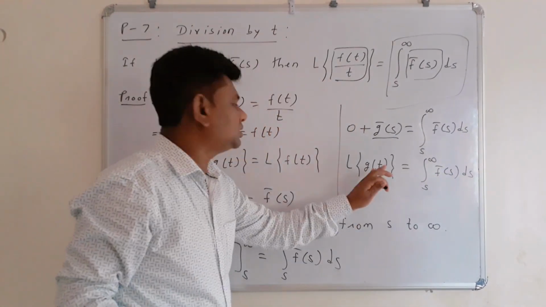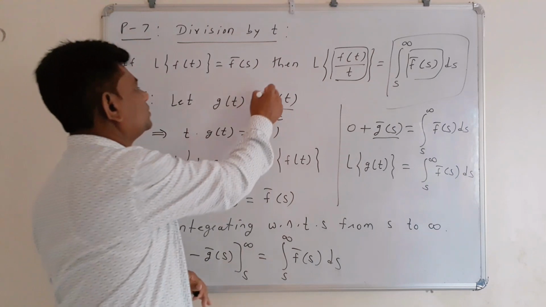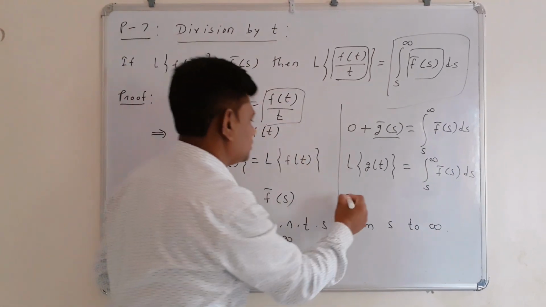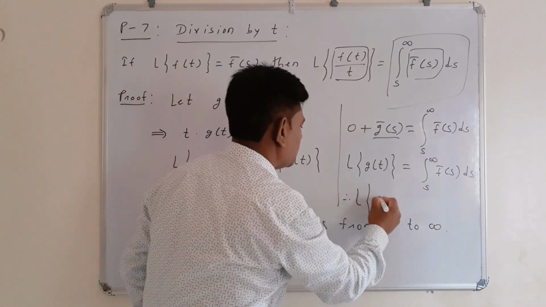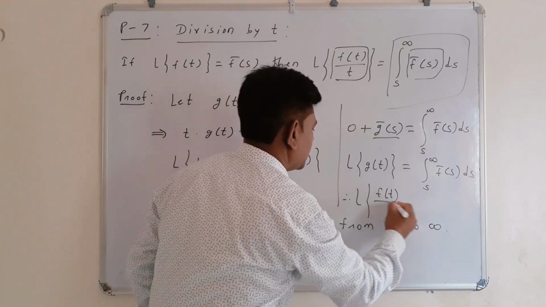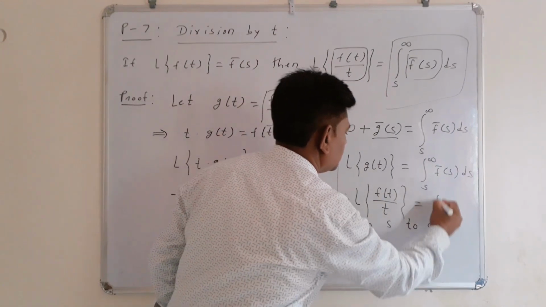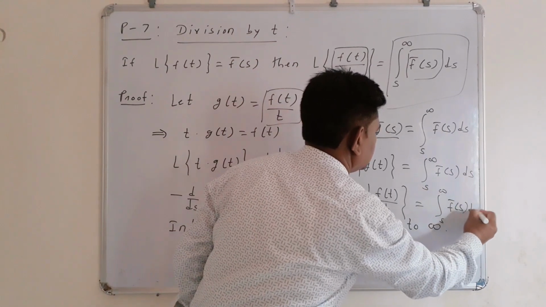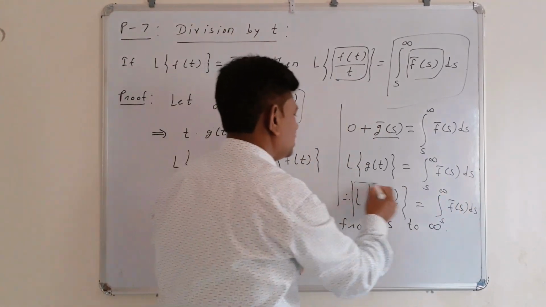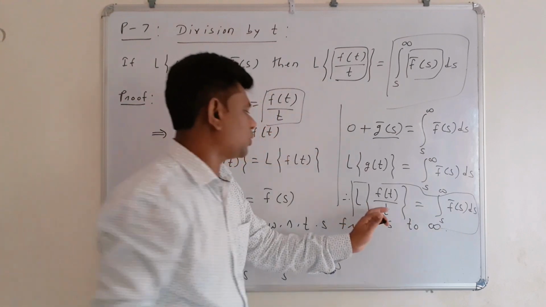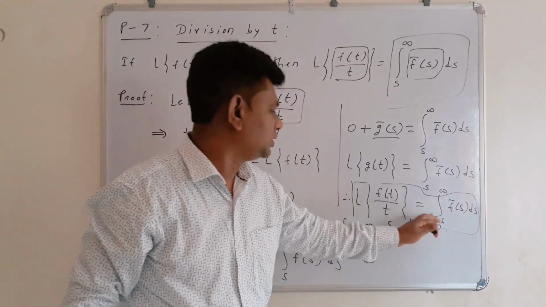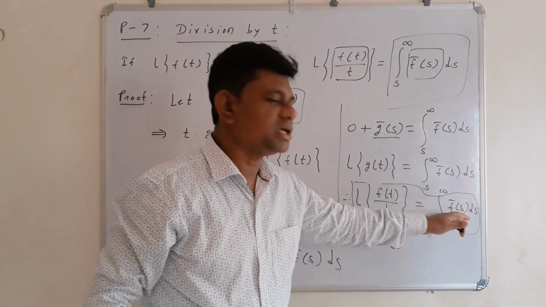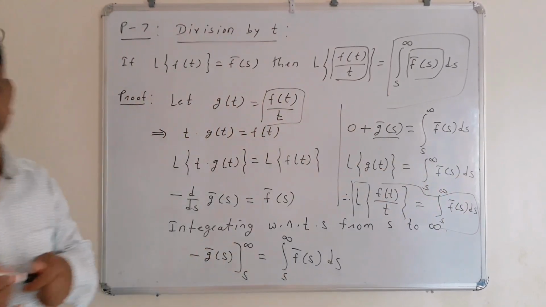Now g of t is f of t by t. So therefore the Laplace transform of f of t by t is equal to the integration from s to infinity of f bar s ds. This is the proof that the Laplace transform of f of t by t is equal to the integration from s to infinity of f bar s ds.